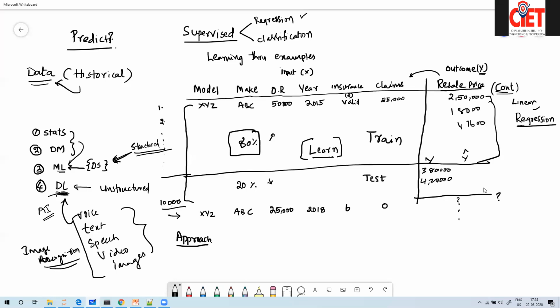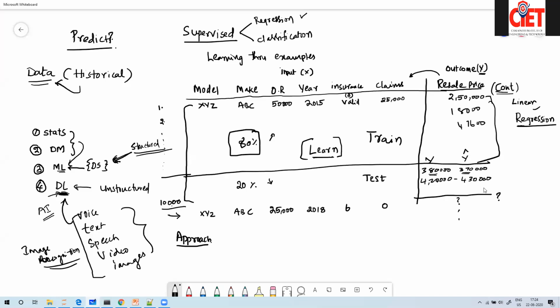Let's say for this car, the model predicted the price as 3,70,000. And for this car, the model predicted the price as 3,40,000. If you see here, there is a difference between the actual value and the predicted value. Actual value the car has got sold for is 3,80,000. What the model has predicted is 3,70,000. Second car, the actual price for which the car has got sold is 4,20,000, but the model has predicted the price as 4,30,000.